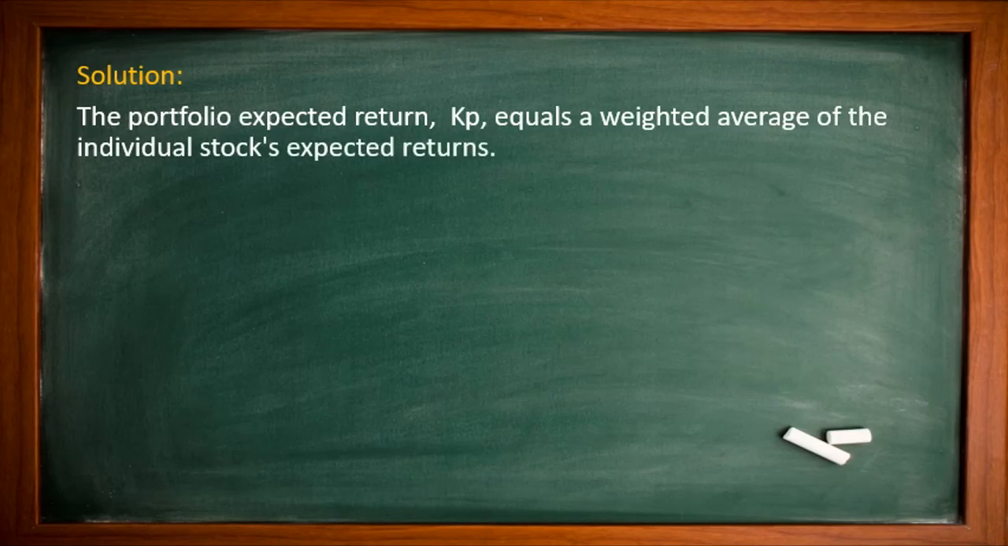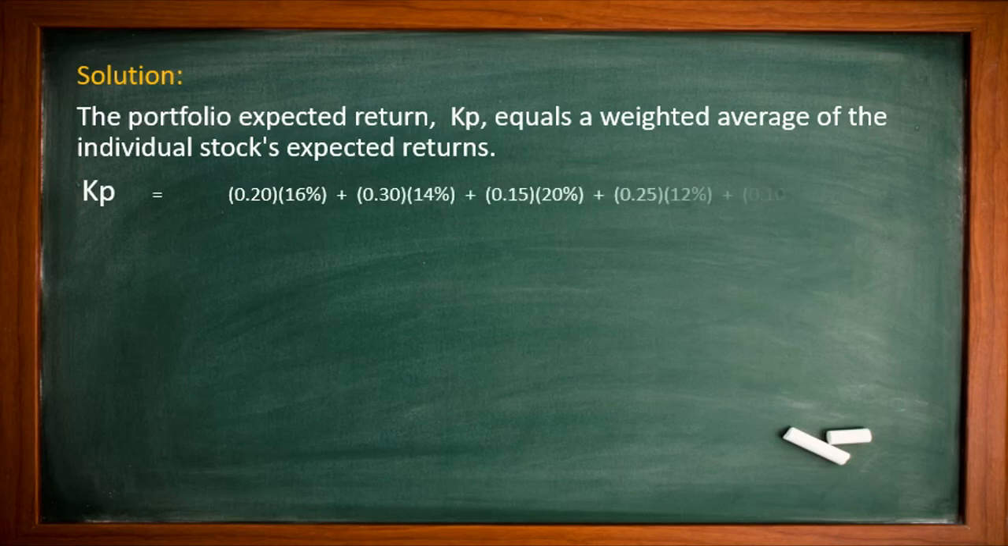The portfolio expected return, which we show as KP, equals the weighted average of the individual stock expected returns. KP is equal to, we'll just put in the values: probability is 20% and return is 16%, plus probability is 30%, return is 14%, as we put in before when we calculated the expected return. So we put in the value of each and we get a KP value of 15.8%. In this portfolio, your return is 15.8% instead of 15.5%. It means your return increased if you go with this portfolio.